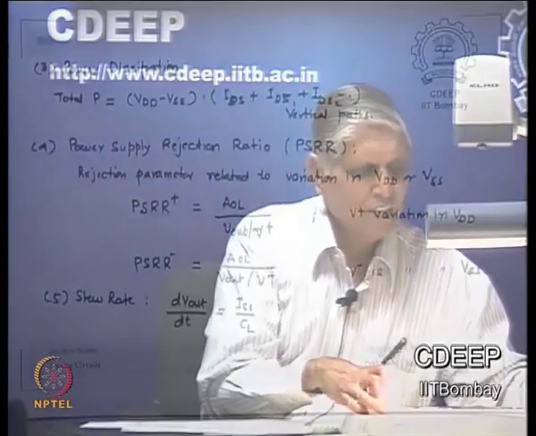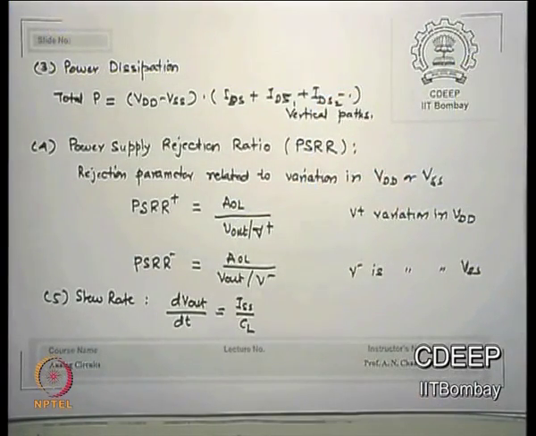Now the next value for us, which we already discussed, is the slew rate. What was the slew rate definition we gave last time? That how fast the output responds to input. So it is dV by dt, the rise of output to its maximum value, which, as I said last time, is ISS divided by the load capacitance. Last time I already gave you an example showing one of the ways the current ISS is fixed: the requirement from slew rate, the requirement from power, and the requirement from the gain.